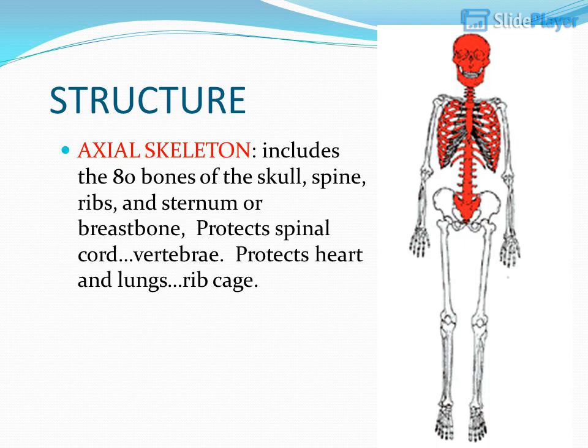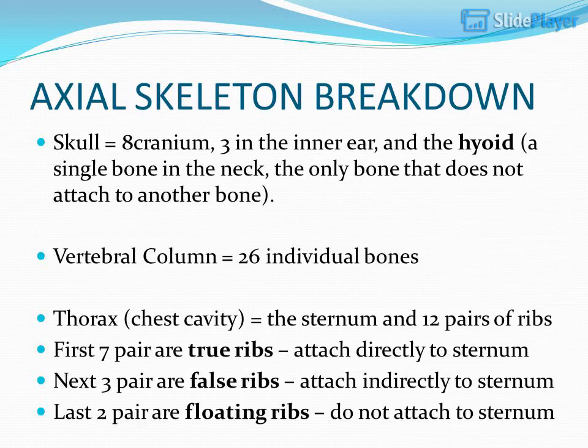Structure. Axial skeleton includes the 80 bones of the skull, spine, ribs, and sternum or breastbone. Vertebrae protect the spinal cord. The rib cage protects the heart and lungs. Axial skeleton breakdown. Skull equals 8 cranium, 3 in the inner ear, and the hyoid, a single bone in the neck, the only bone that does not attach to another bone.